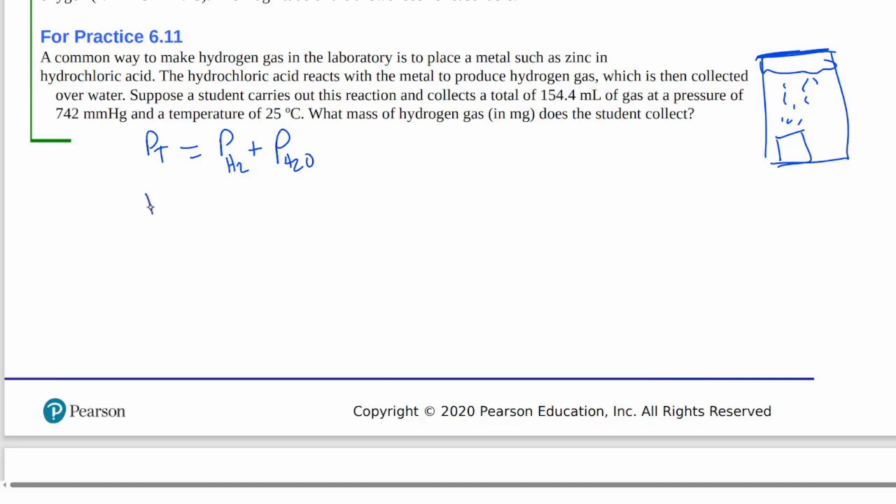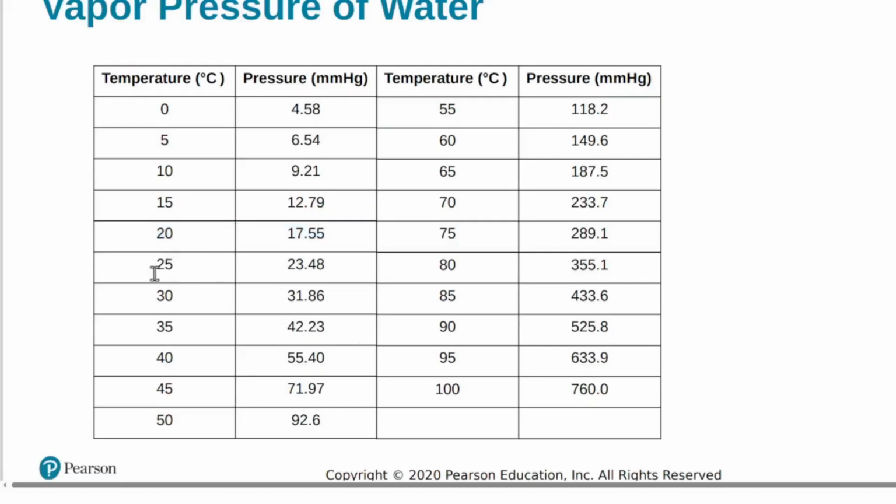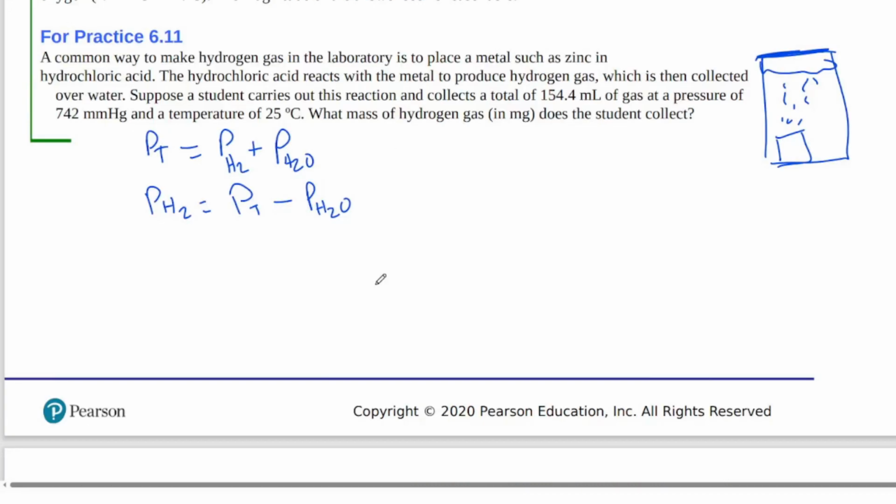So to find the pressure of the hydrogen gas, we need to subtract the partial pressure of the water from the total pressure. If you look up the partial pressure of water at 25 degrees C, it's approximately 24 torr. Okay, and so we can calculate the partial pressure of hydrogen from 742 torr, which was given, which is the same thing as millimeters of mercury, minus 24 torr due to the partial pressure of water, which is 718 torr.